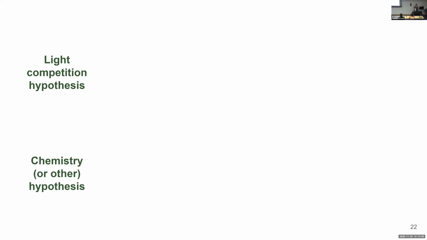To look at this, we came up with two hypotheses. Our first was the light competition hypothesis, which is that Bracken fern is inhibiting light from reaching other species in the understory, and thus that is why other species are not growing, and that is how it is affecting its ecosystem. The other was the chemistry hypothesis, which is that some other soil-mediated process is keeping other species from growing within the ecosystem.